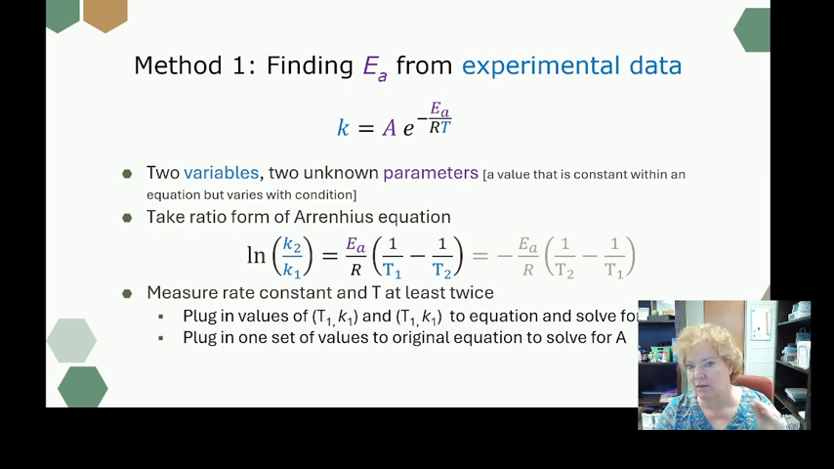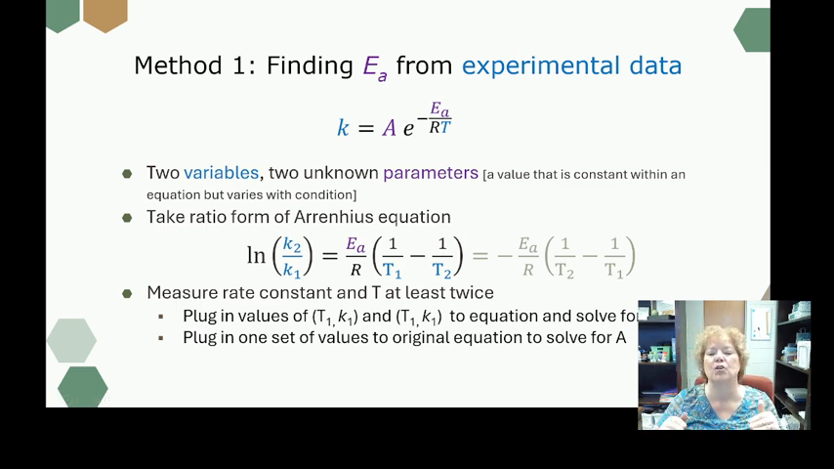So when you hear that term parameter, that's what I'm referring to. But two variables, two unknown parameters means I need two equations. Each equation can only get me one unknown. So what I'm going to do, you don't have to do it, I did it for you.